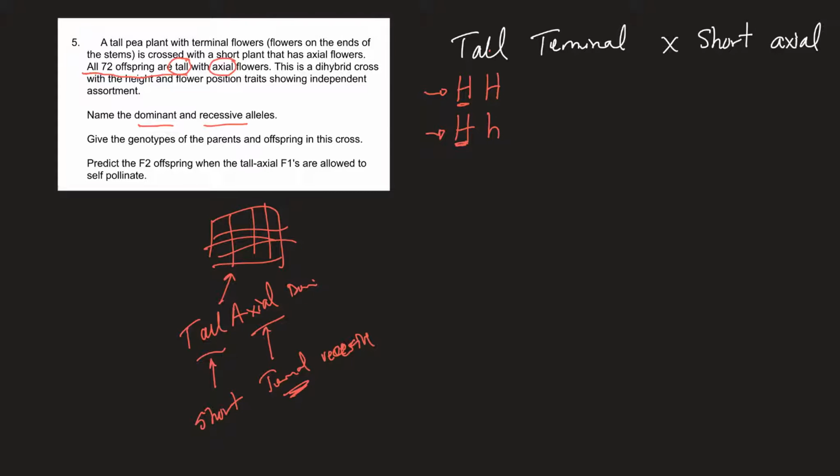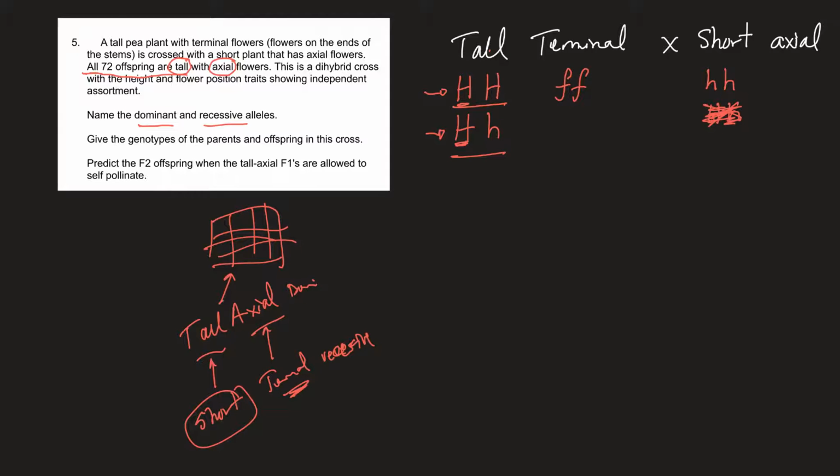So let's use F for flowers. If that's terminal, both of those alleles, or both those characteristics, must be recessive. So they're both two little f's. So I don't know if it's this one or this one. Now let's look over on the other side. It says it has a short plant. Short plant, we've established that it's recessive. So that's got to be little h, little h. That's the only option, because you can't have a capital H in there, because that capital H will make the plant tall. So it can't be that.